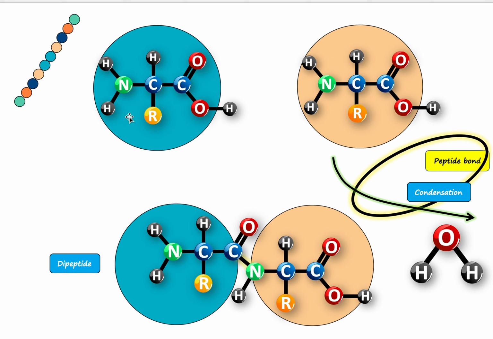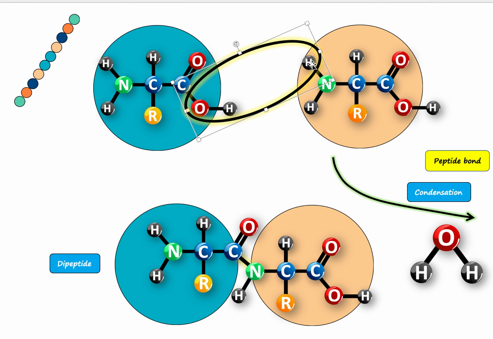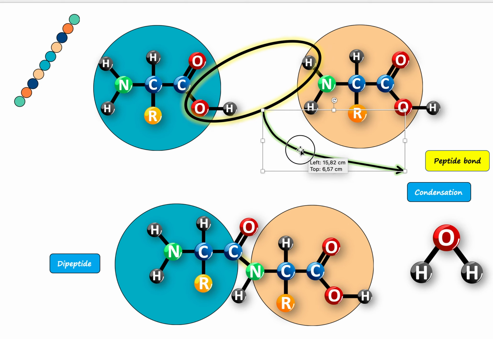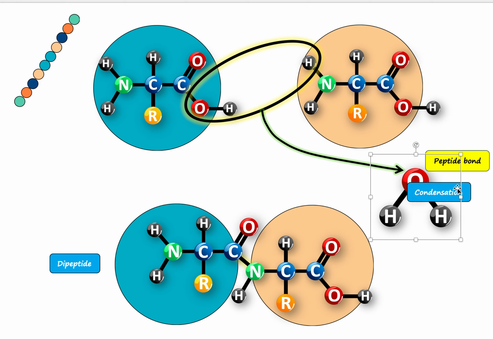So if we have two amino acids here, what will happen is basically the hydrogen from the amino group will interact with the hydroxyl group, or this OH group, from the other amino acid, and it will leave as water, okay? You can see H2O, there's two H's and an O. So it leaves as water.